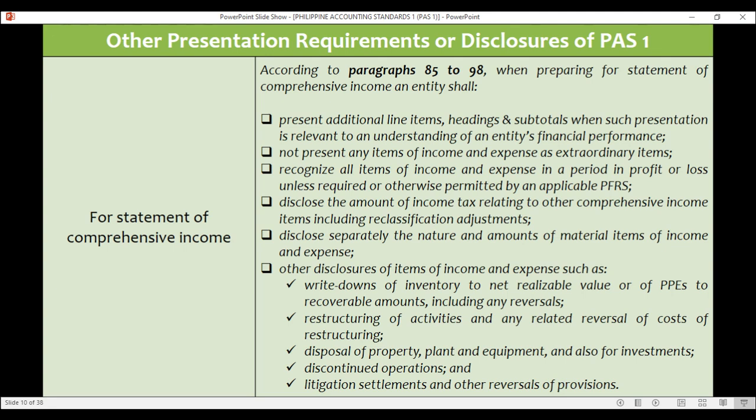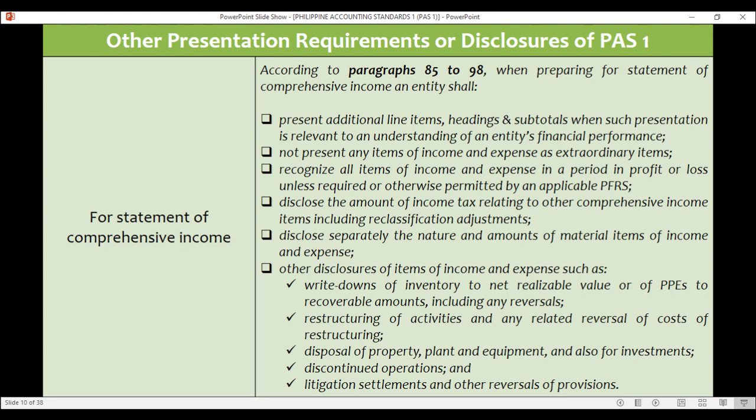Recognize all items of income and expense in a period in profit or loss unless required or otherwise permitted by an applicable IFRS. So therefore, as long as applicable, all the income and expenses, or all the revenues and expenses, should be presented in the profit or loss statement. Otherwise, if it's not applicable or required by a PFRS, then do not present those items. Or at a minimum, if they are not applicable to be presented in the statement of profit or loss, then present it in other comprehensive income. Then disclose the amount of income tax relating to other comprehensive income items, including reclassification adjustment. So therefore, other than the profit or loss items, other comprehensive income items should be disclosed, noting that there are tax effects to them.